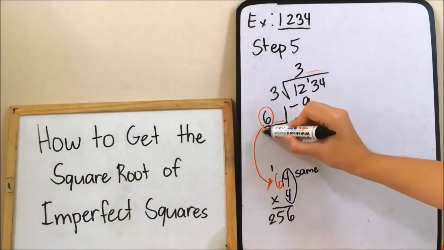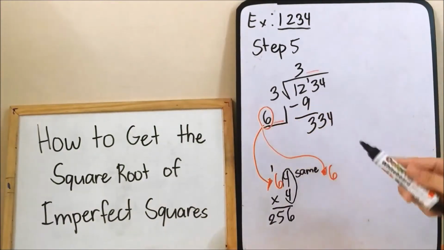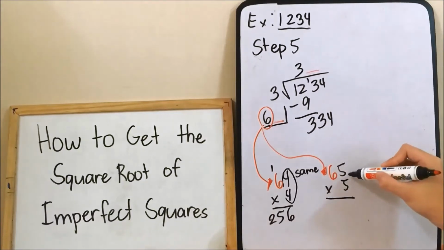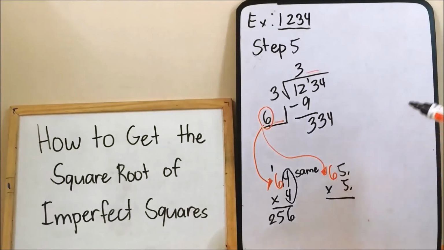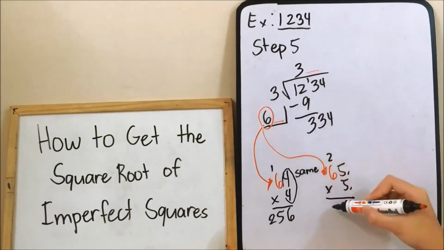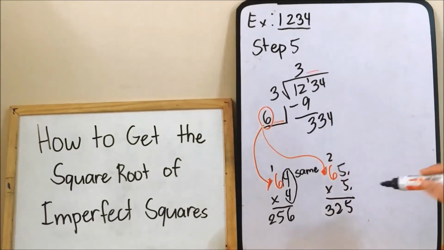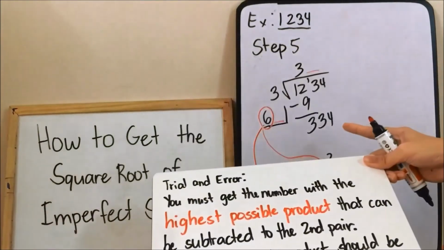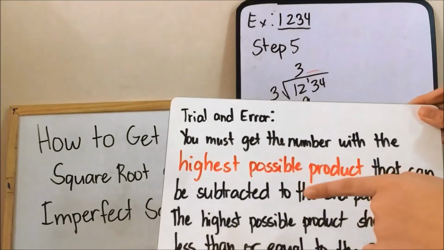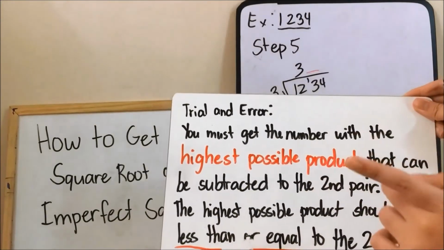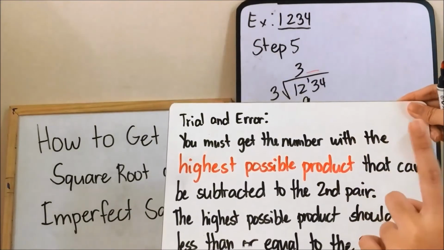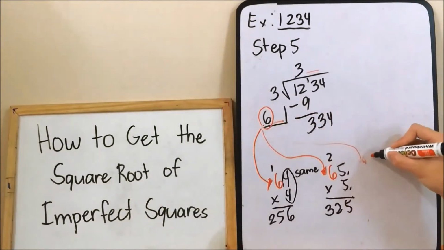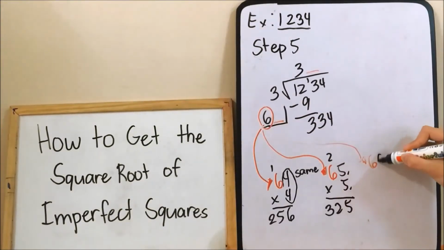We will be using this again. And now let's try 5. Remember that the numbers on the right must always be the same. 125. So it is also less than 334, and it may be the highest possible product. But for us to be sure, let's try one more number. We'll be using this again. Let's try 6.